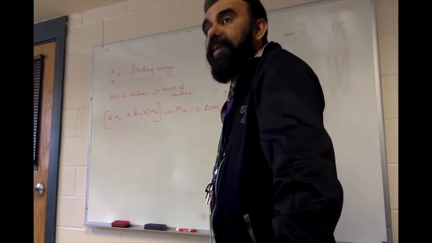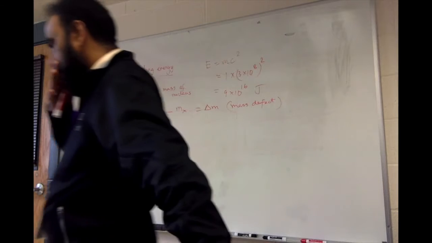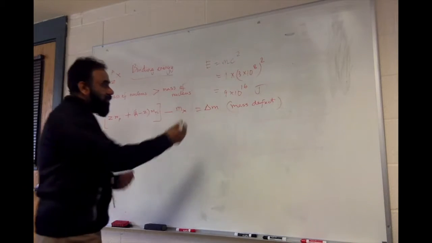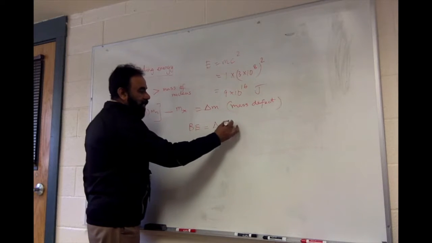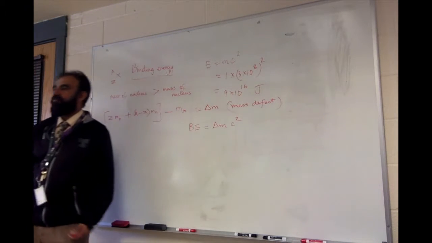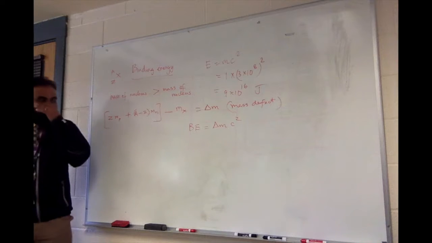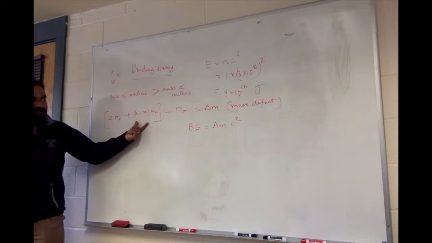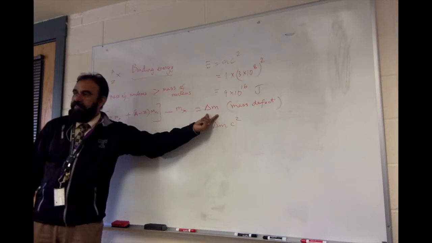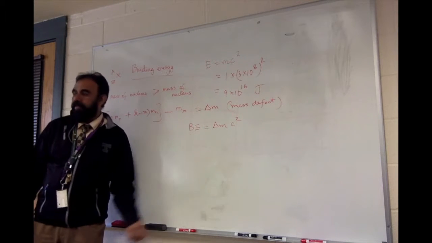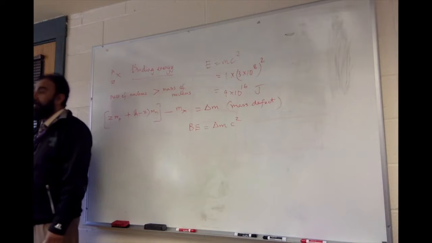That's called mass defect. And that mass defect times c squared is the binding energy. So if you take the mass of the nucleons minus the mass of the nucleus, you get what is known as a mass defect. And that mass defect times c squared will be the binding energy.